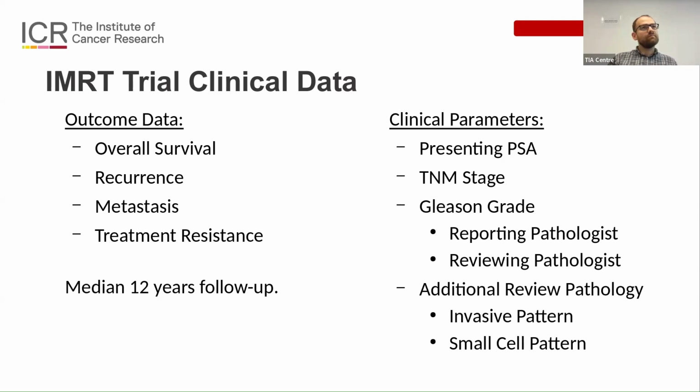And this pathology review also included a few additional features, such as invasive ductal pattern, which is not part of the main grading system but is a pathology which carries a higher risk, and also small cell pattern, which can be indicative of neuroendocrine. We haven't really focused on that today, but it was part of the data set.